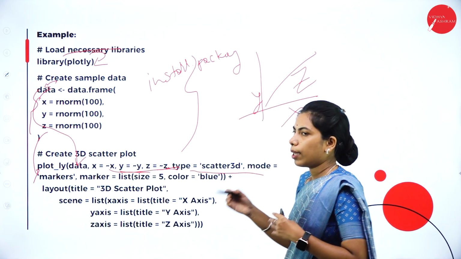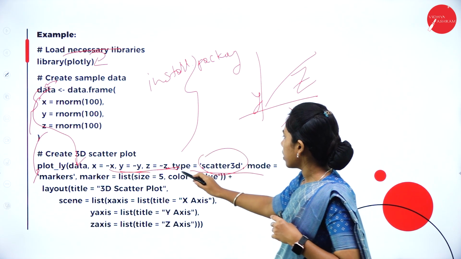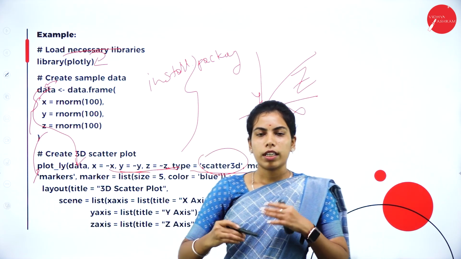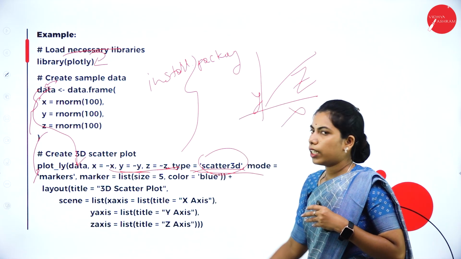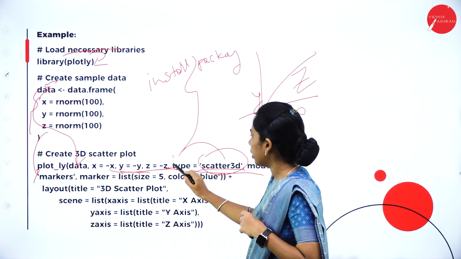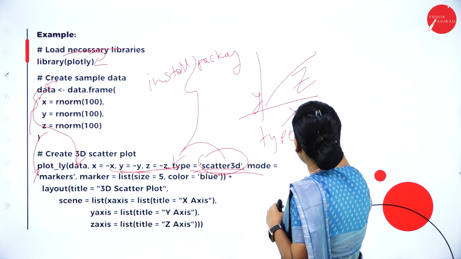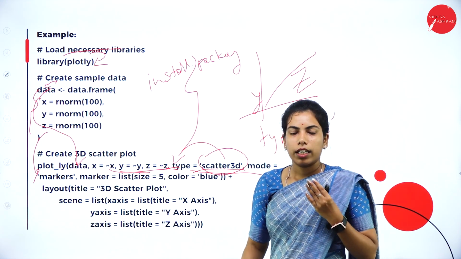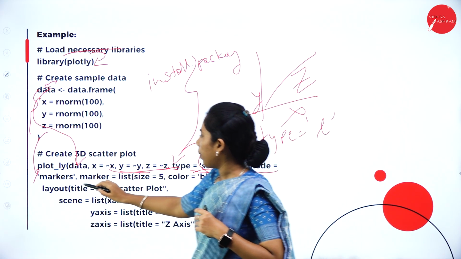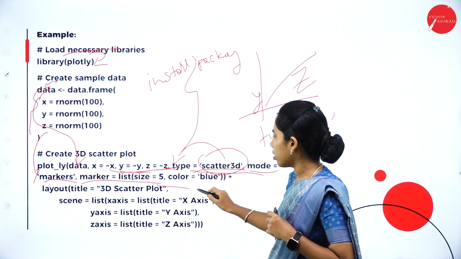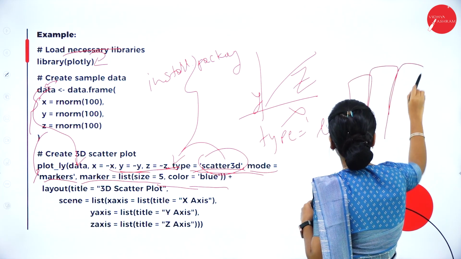And also type. You can give a name also: scatter3d. So what is the type here? Type is the kind of graph we want to generate, and scatter3d is the keyword we pass to the parameter called type. We already know type equal to l means line chart in basic plotting, right? Likewise 3D. And also mode is markers, and marker is equal to a list of size 5 and color blue.